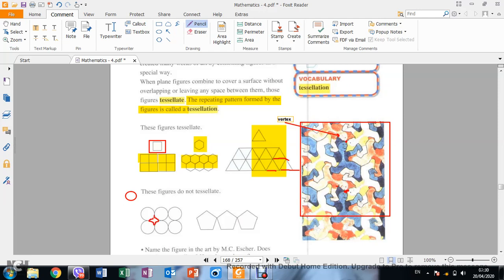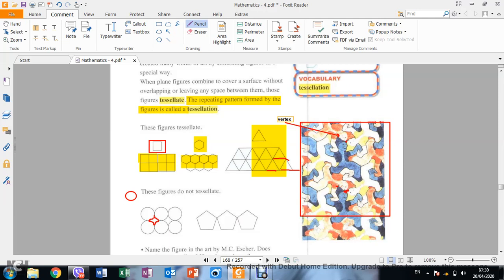So because of this, it does not tessellate. Why? Because it has space between them. Or if we connect them to each other without this space, they overlap together. So at the same time, this does not tessellate. This figure doesn't tessellate. Or look at this one.